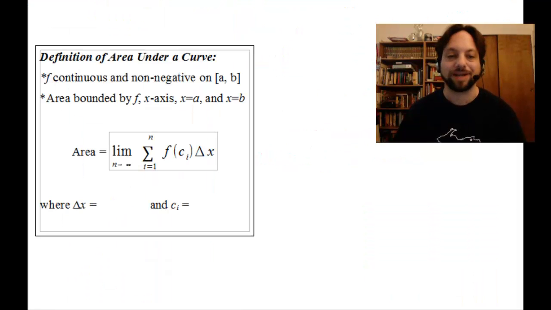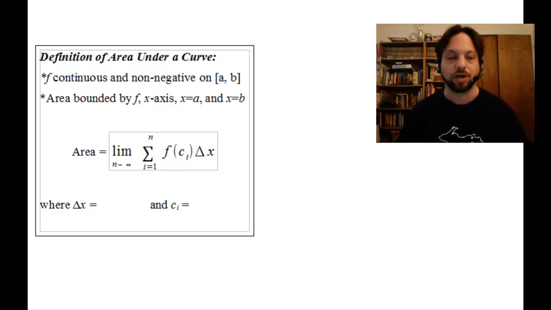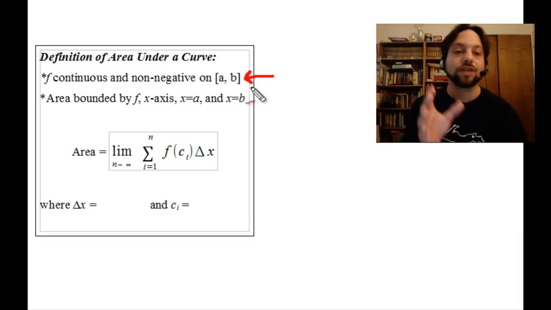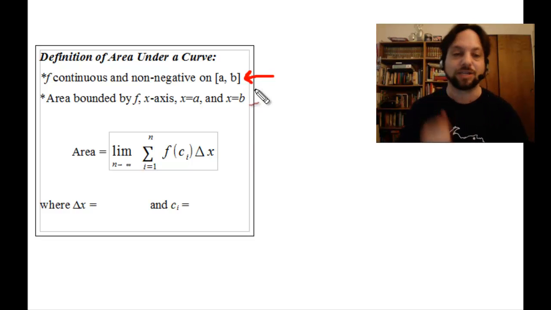Now, before we talk about this definition of the area under a curve, we do need to check one condition, and it is very important that this condition be met, or else this definition will not work for us at all. In order for this to work, the function that we're looking at must be continuous and positive over the entire interval that we're finding the area of. In other words, from x equals a up to x equals b, this function must be continuous and non-negative.